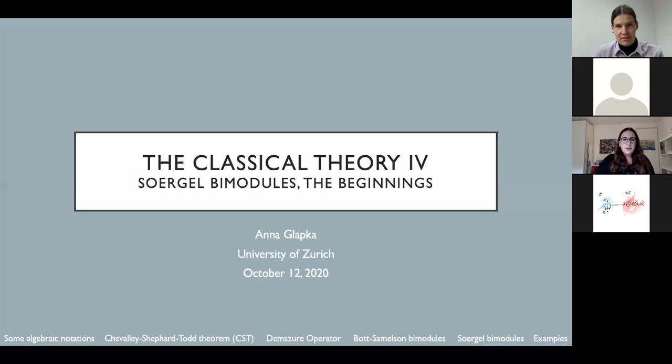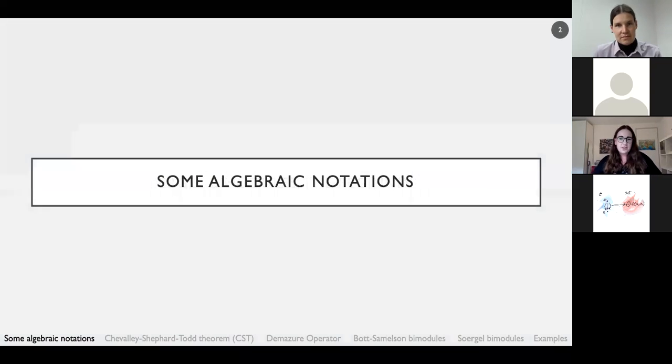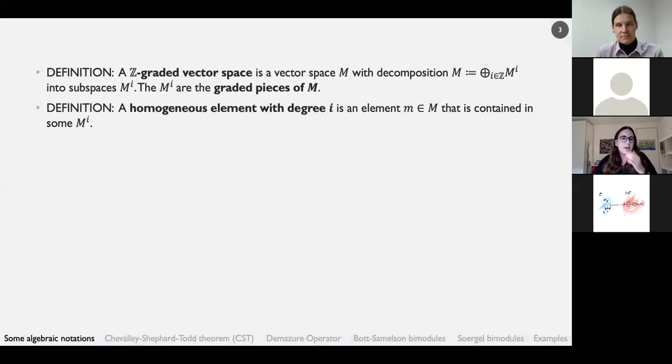I will start with some algebraic definitions and notations. A Z-graded vector space is a vector space M equipped with a decomposition into subspaces. M is then defined to be the direct sum over all i in Z of M^i. From now on, I'll mostly say graded instead of Z-graded, since in this topic we usually work over the integers and it makes it easier. The graded pieces of M are the M^i, and we usually arrange the graded pieces of M by height. This means that M^i has height i.